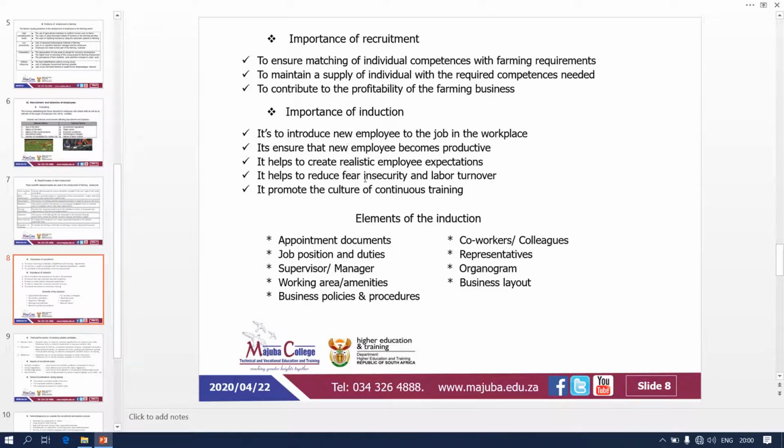Whenever you're doing an induction, you must consider the elements. There are the appointment documents, the job position for that person, and the supervisor and manager need to be introduced. The working areas: where are you going to work, and the toilets and everything.